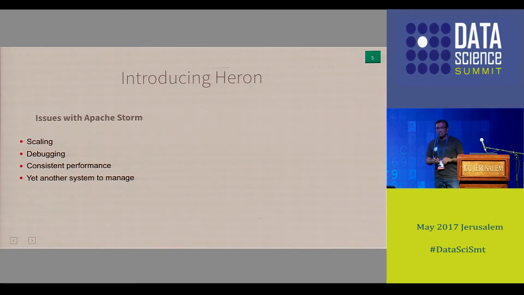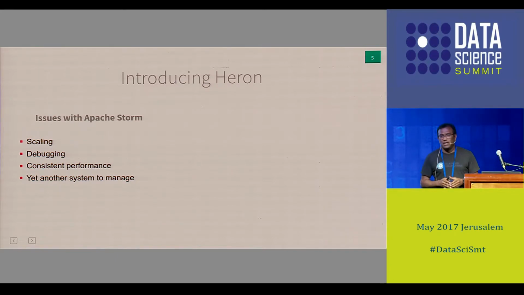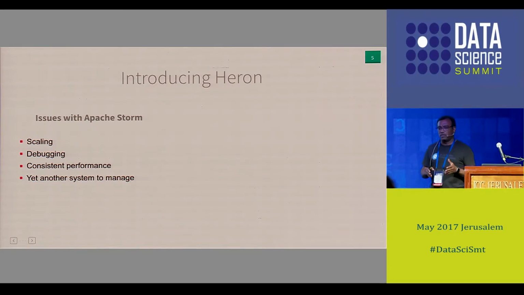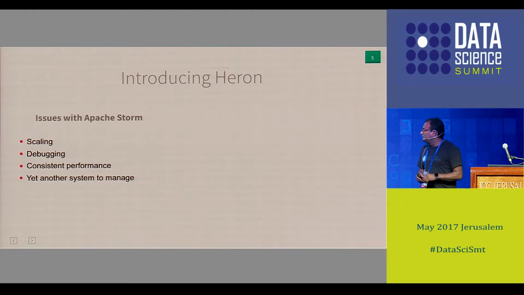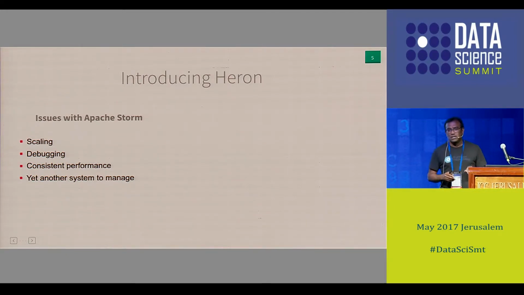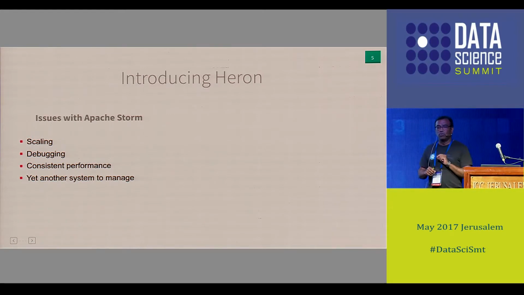Over a period of operating for two to three years, we accumulated a lot of problems that were happening in Storm. Some of the issues include scaling, because since we were operating at 3,600 nodes, there were all kinds of issues in terms of overloaded Zookeeper and not being able to debug, all kinds of issues like that.